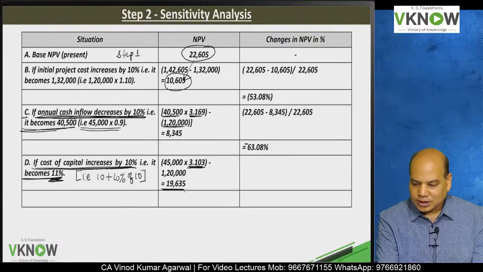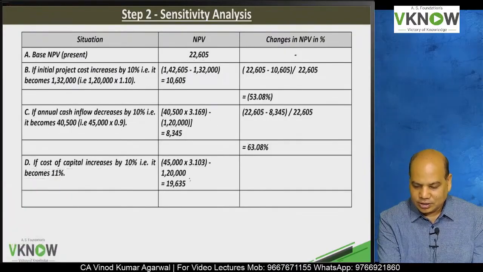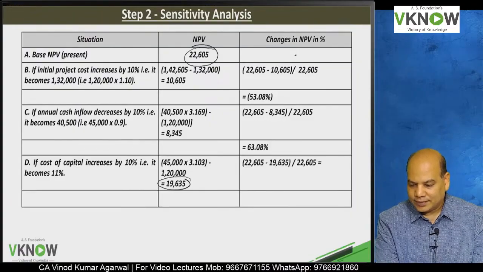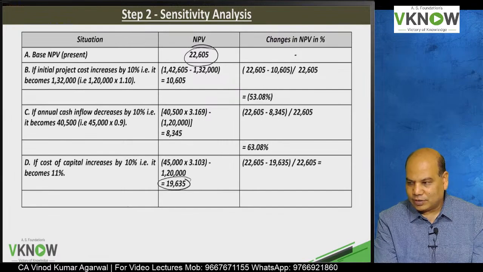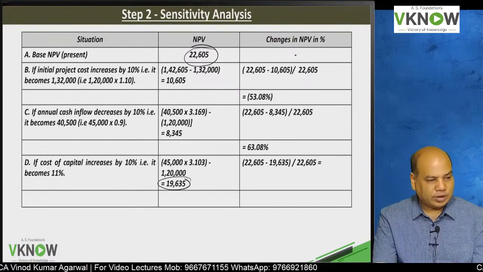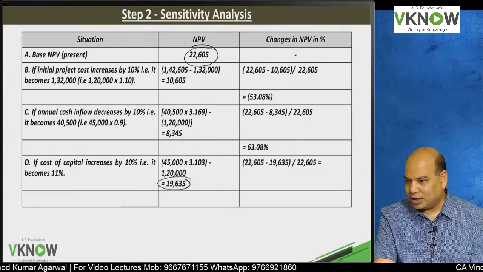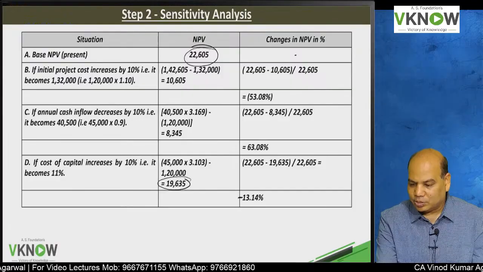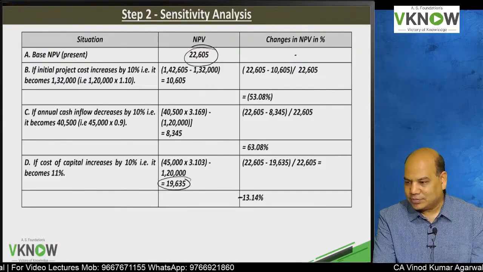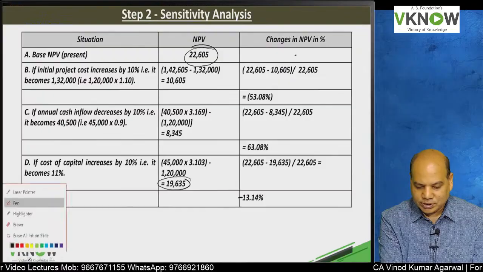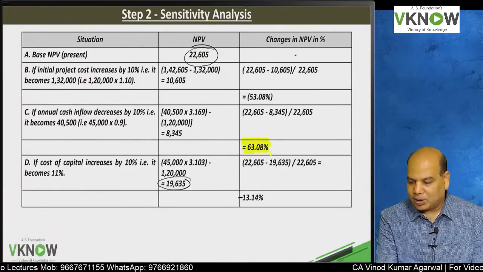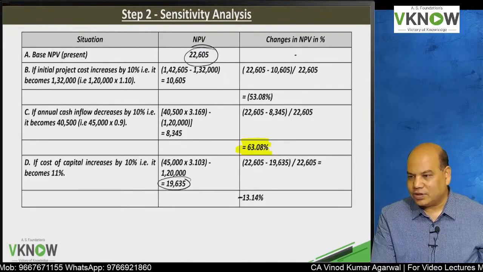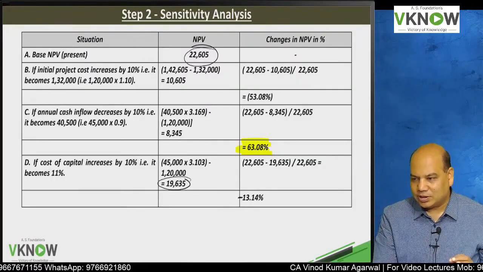19,635. Compare now: 19,635 minus 22,605, divide by 22,605. The answer will be minus 13.14%. So these are the impact on NPV for a 10% adverse change in the main variables.